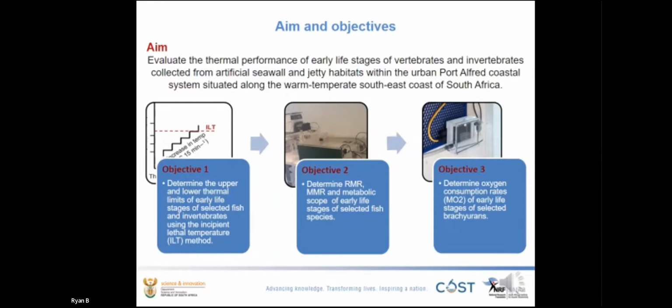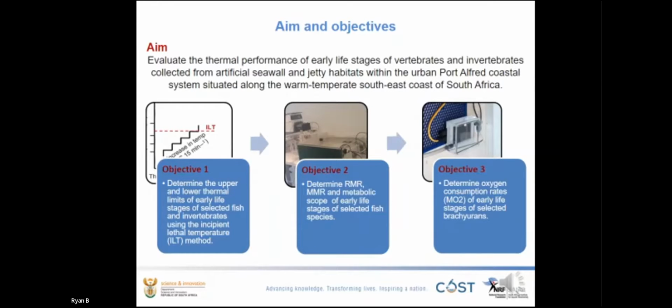Firstly, by determining the upper and lower thermal limits of early life stages of selected fish and invertebrates using the static or incipient lethal temperature method, at which 50% of a sample die when subjected to an acute increase in temperature. Secondly, by determining routine metabolic rate, maximum metabolic rate, and metabolic scope of early life stages of selected fish species using static respirometry and Pyroscience equipment at various test temperatures.